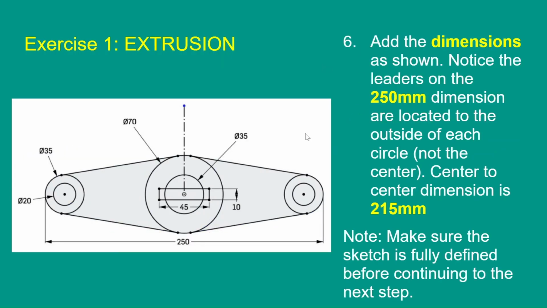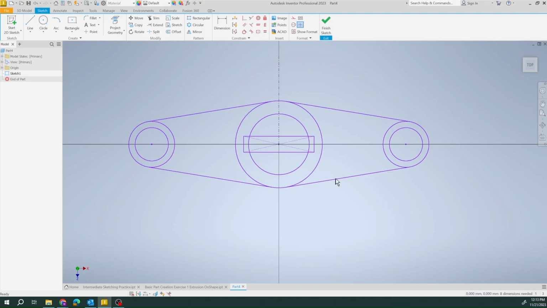So now I need to add some dimensions. This one right here is a little bit tricky, this 250. If I can't do the outside dimension of 250, then I can make a center dimension from this point here, this circle, to this point here of 215. So I go back over to my drawing and I click on dimension, and I'm going to try it. I'm going to go from here to out here, and it doesn't work. So it just goes to the center, and that's fine.